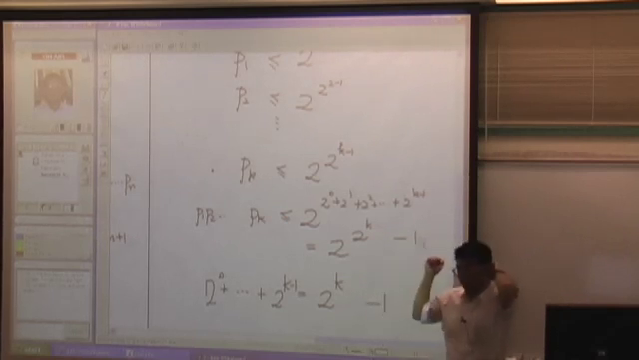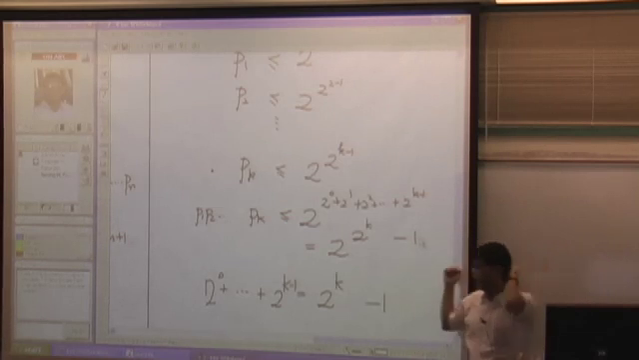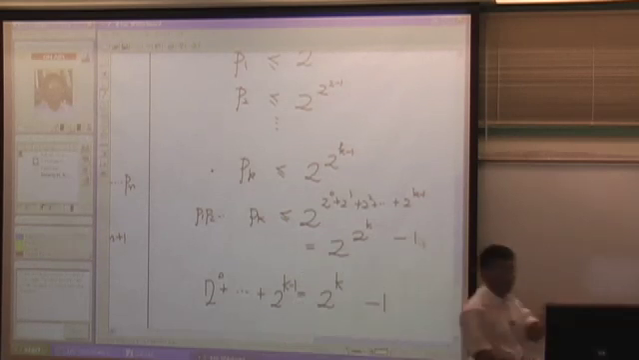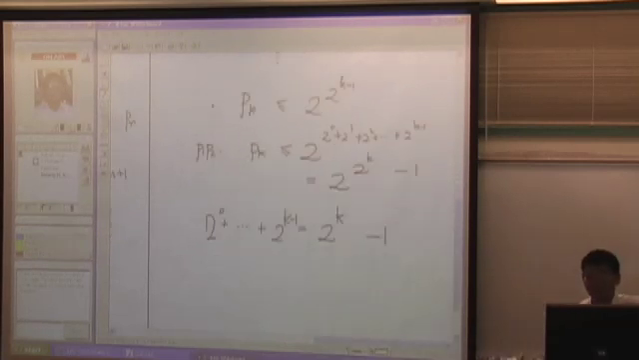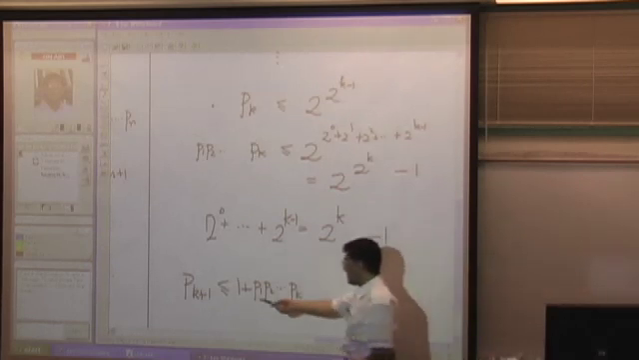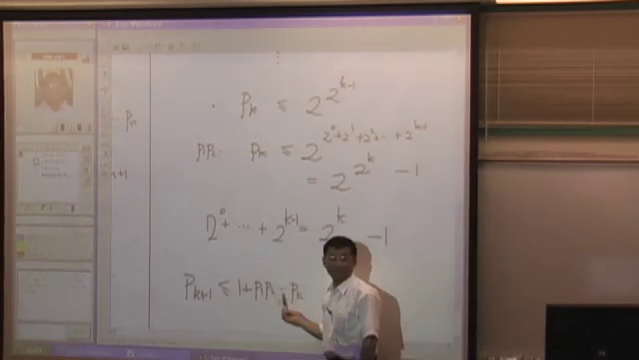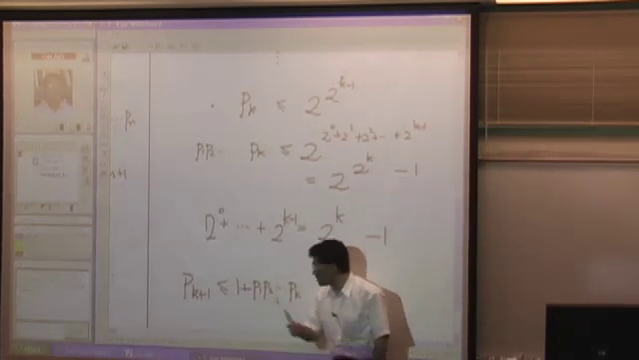Why? Because of the induction. Then, by the previous statement that I gave you, p to the power of k plus 1 prime is less than or equal to 1 plus p1, p2, pk, right? By the previous statement that I made, the k plus first prime is less than or equal to the product of all the previous primes plus 1, right?